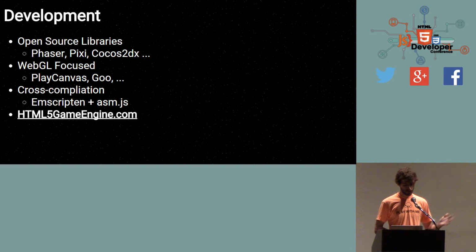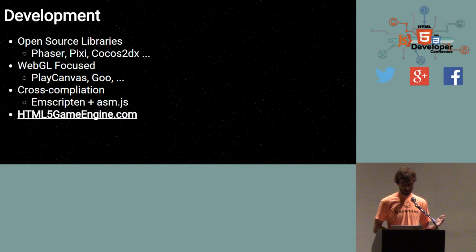Then there's a few more that are more WebGL focused. You've got Play Canvas and Goo that are focused on 3D games. A lot of those are in a browser, but they're working with stuff on tablets and phones as well. And then there's a different approach where you can cross-compile. You're not necessarily writing JavaScript to have a game. You're writing C++ and then compiling that to JavaScript. Mozilla's got a thing called Emscripten that'll do that for you, and it compiles to ASM.js, which is a subset of JavaScript that actually runs quicker.